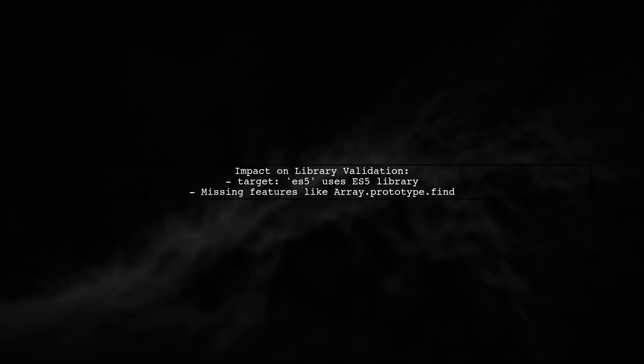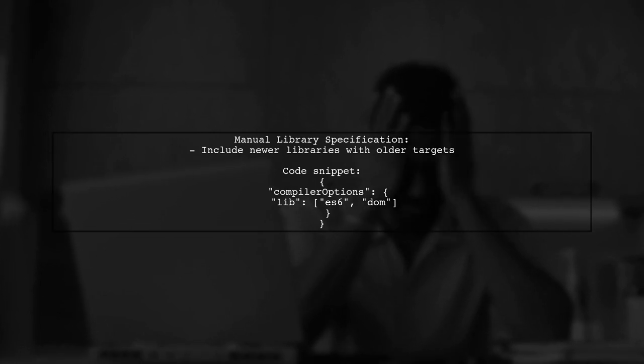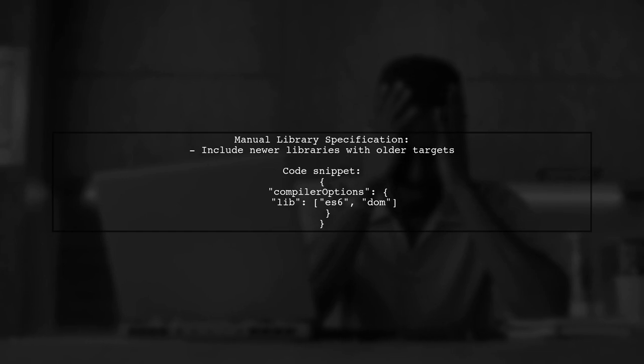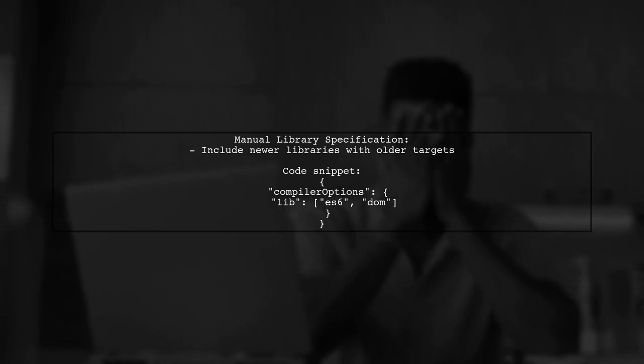This target setting also affects library validation during compilation. If you set the target to ES5, it uses the ES5 library, which may not include certain features like Array.prototype.find. You can manually specify which libraries to include, allowing you to use newer features even with an older target. For instance, you can include the ES6 library while targeting ES5.